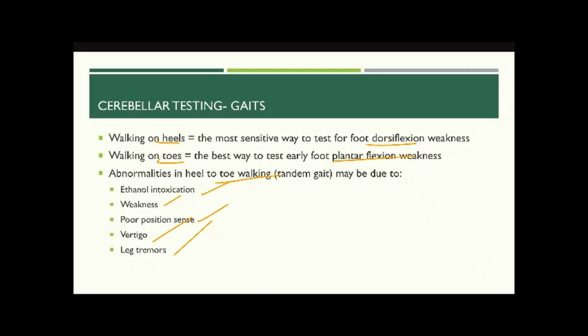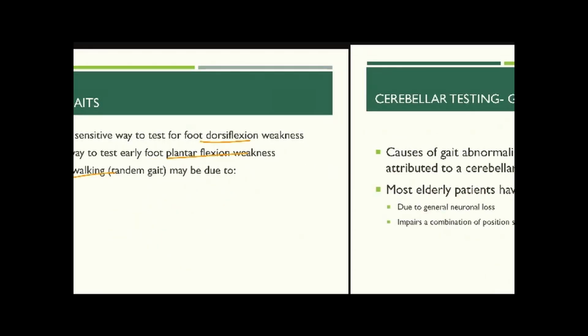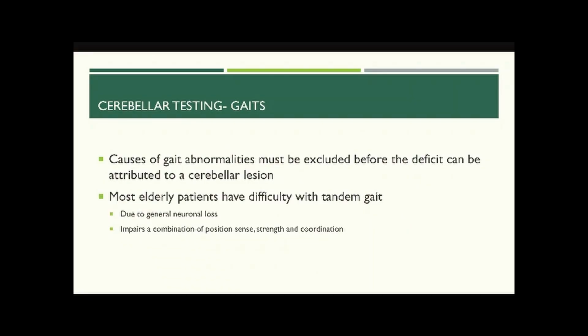So obviously alcohol, always ask your patient, have you been drinking tonight? If they're coming in with these type of problems, the cause of the gait must be excluded before you just say, oh, they have a cerebellar lesion. You have to rule out everything else. So make sure they're not drunk, check the alcohol level, B12 levels, all that fun stuff to make sure there's no other reason causing this patient to have this problem. Most elderly people will have difficulty with tandem gait. That's just a normal consequence of aging and neuronal loss. And then again, in geriatrics, you go through this in a lot more detail to figure out, is this a problem or not?